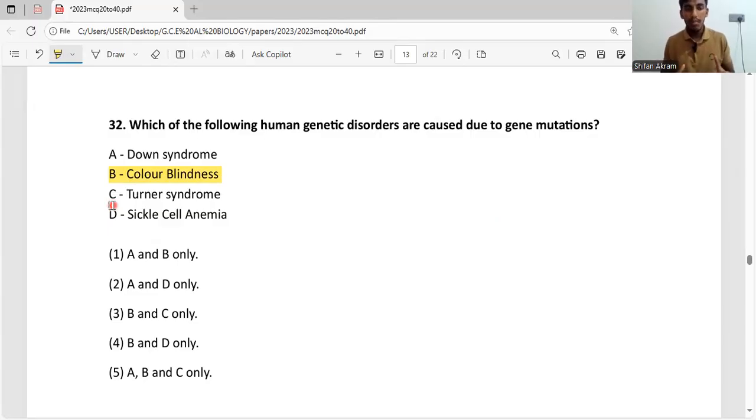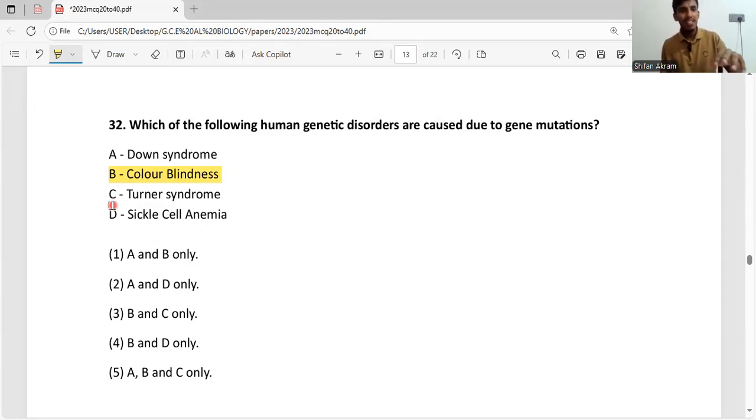So a normal person has 46 chromosomes, as I told, but a person with Turner syndrome has 45 chromosomes and they don't have one X chromosome. And this normally occurs in women. So women have two X chromosomes, but the person with Turner syndrome only has one X chromosome.